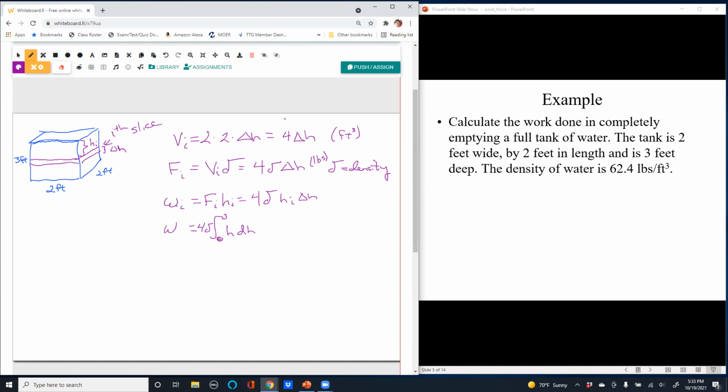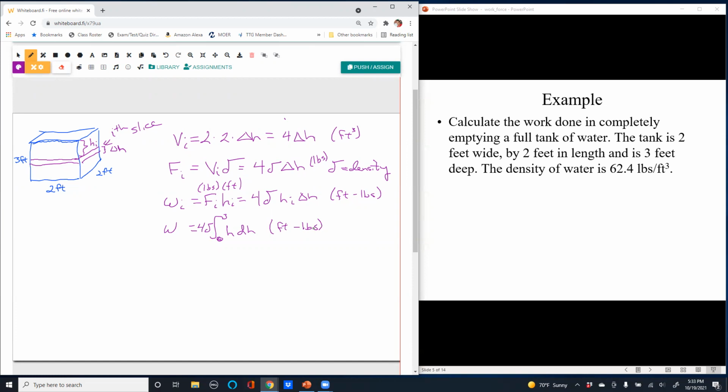Now, right here, we took something that was in pounds, right? This was in pounds. Multiplied it by h, which is a vertical measurement, which is in feet. So the units on this thing are foot-pounds. The units on W sub I are the same as W, because this is just summing up all the work on each slice. So this final answer will be in foot-pounds.